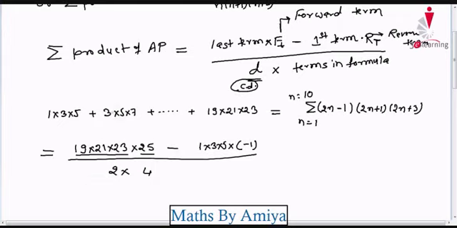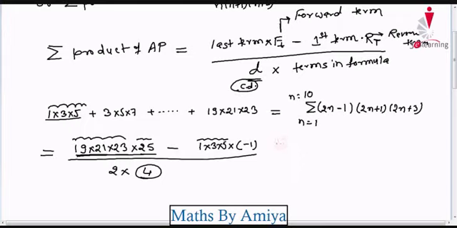I am again repeating. Last term into forward term: 19, 21, 23, 25. First term into reverse term: 5, 3, 1, then reverse is minus 1. Upon common difference in the formula, that is 2, into number of terms in our formula, that is 4. You can say this 4 is nothing but number of terms plus 1. If you have 3 terms, then obviously you have 4 here. I hope it is clear. We solve this question and get the answer.